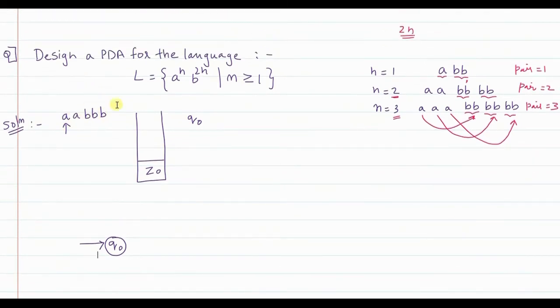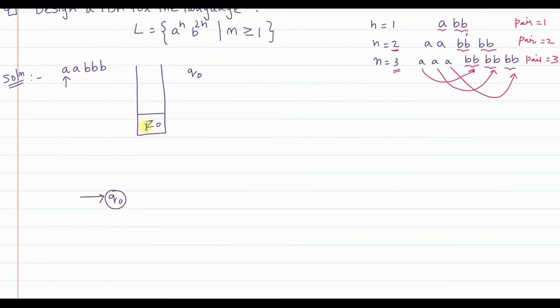Now what method am I going to use? The first thing I will do is, no matter how many a's are encountered, I am just going to push all the a's onto the stack. So in Q0 state, when the first a is encountered, at that time the stack will contain Z0 on top of it, right?